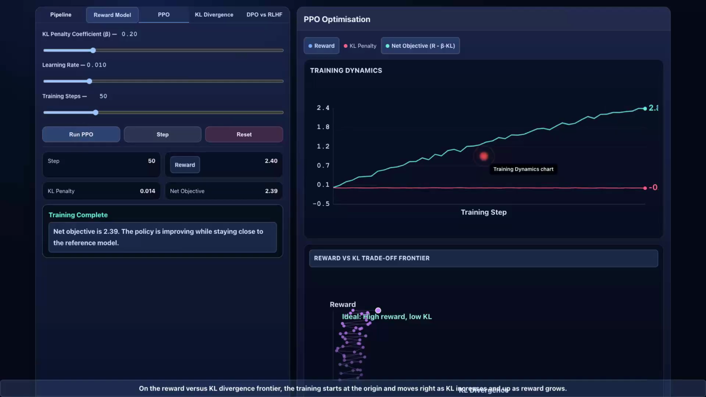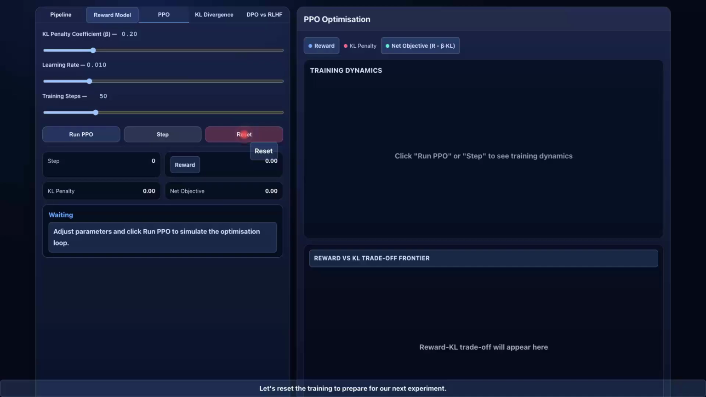On the reward versus KL divergence frontier, the training starts at the origin and moves right as KL increases and up as reward grows. The ideal is to reach the top left, high reward with low KL. Notice the final stats in the phase bar color, which signals the training state. Let's reset the training to prepare for our next experiment.